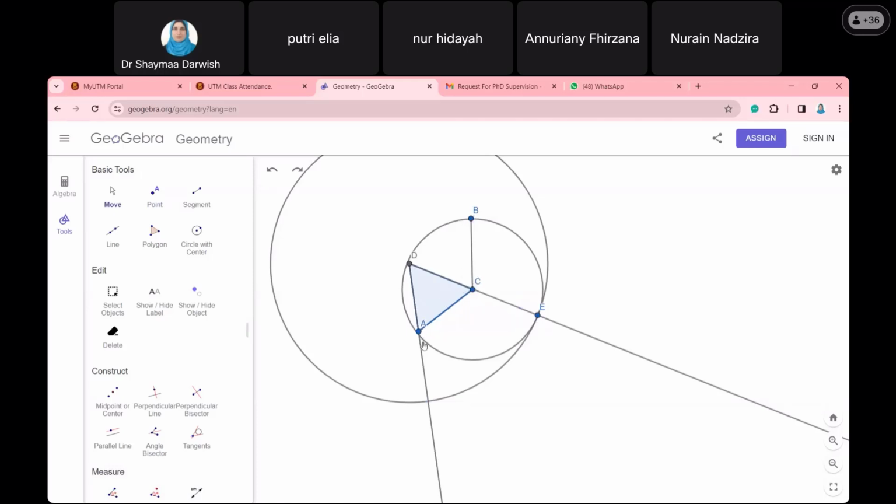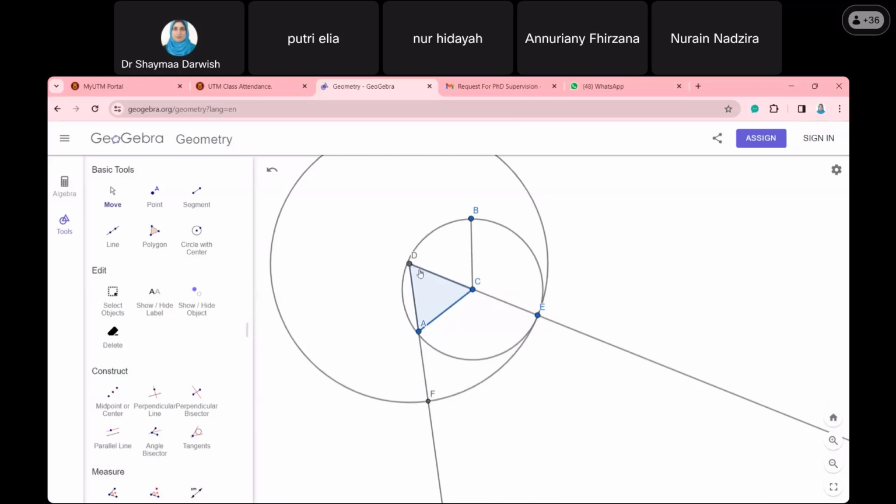Okay. And also, look at DE and DF. Both are equal, right? DE and DF, are they equal or not? DF, this line, and DE. Yes, because both are radii of the same circle, the bigger circle.